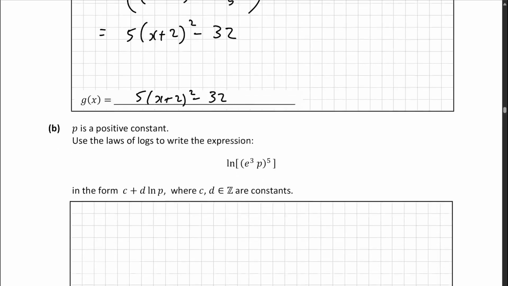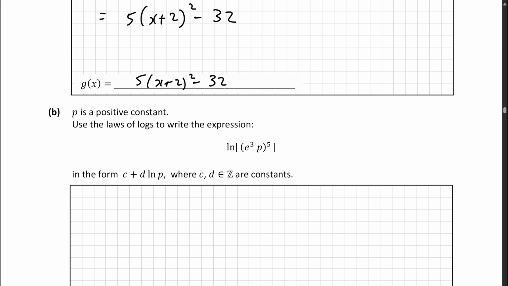That's our answer. P is a positive constant. Use the laws of logs to write the expression in the form c plus d log p, where c, d are real.